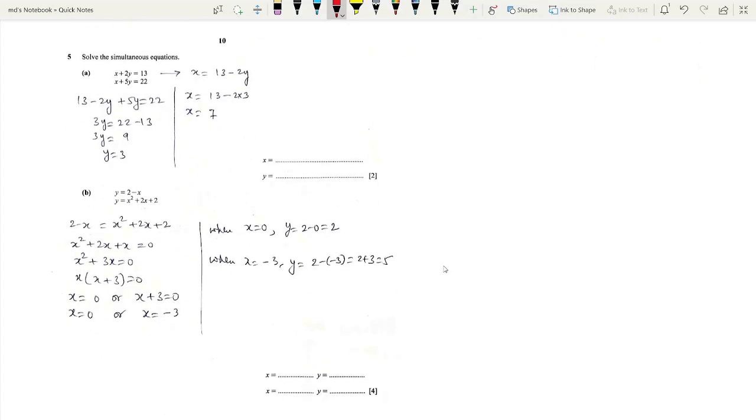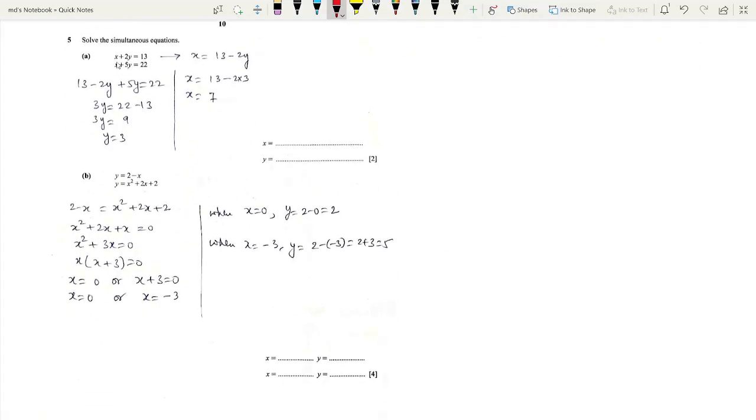Okay, fifth one, it is very simple. Just we have to solve two equations, x plus 2y equals 13, x plus 5y equals 22. Then I have moved 2y to right side, x equals 13 minus 2y I got, and just I have substituted this x here. So x plus 5y, which is 13 minus 2y, and 5y equals 22. 13 I have moved to right side, 22 minus 13 minus 2y plus 5y is 3y, and 22 minus 13 is 9. So 3y equals 9, y equals 3 I got, right?